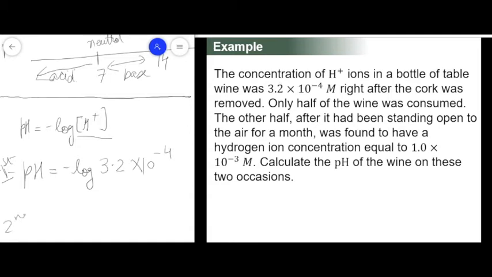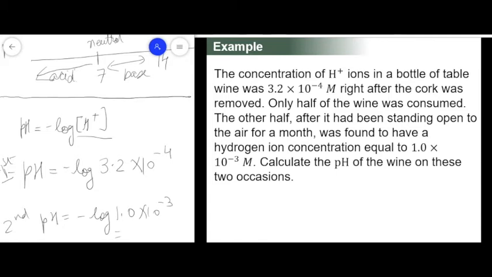And in the second situation, pH is going to be negative log of the H ion concentration then, which is 1.0 times 10 raised to the power negative 3. So you can simply plug in the values into the calculator and figure out what is the pH. For this right here, it's easy enough.